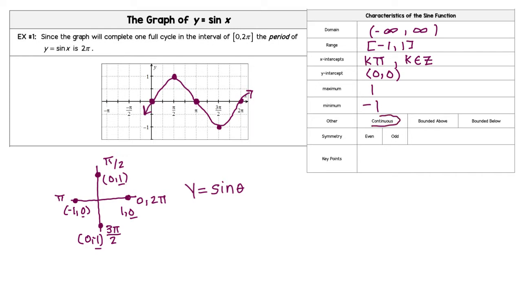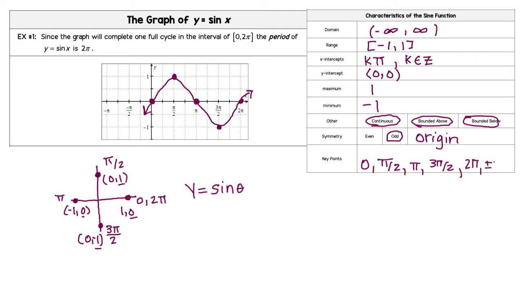This function is continuous, and it is bounded above and bounded below. And this function is odd because if you rotate it about the origin, so it's symmetric about the origin, you get the same graph. So do keep that in mind. And then your key points that you need to know would be 0, pi over 2, pi, 3 pi over 2, 2 pi, and then plus or minus 1. Those are your key points.